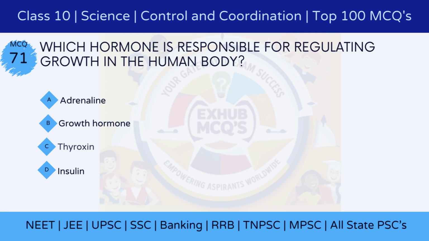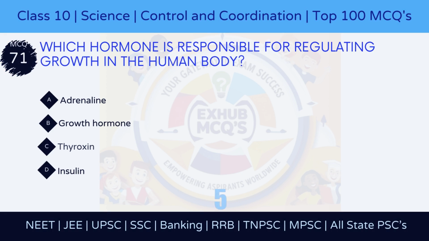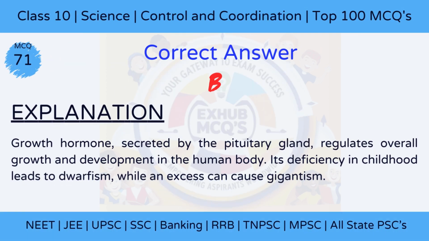71. Which hormone is responsible for regulating growth in the human body? Option A, adrenaline. Option B, growth hormone. Option C, thyroxine. Option D, insulin. The correct answer is option B, growth hormone.